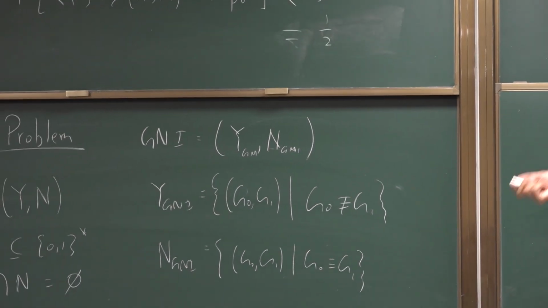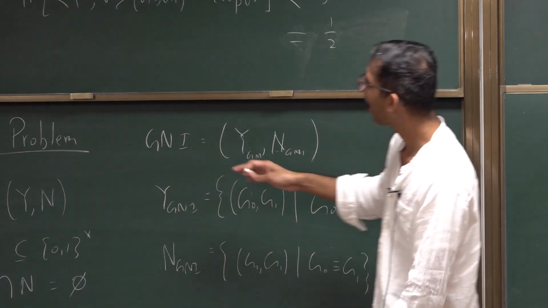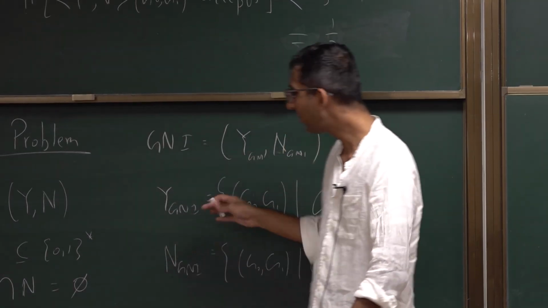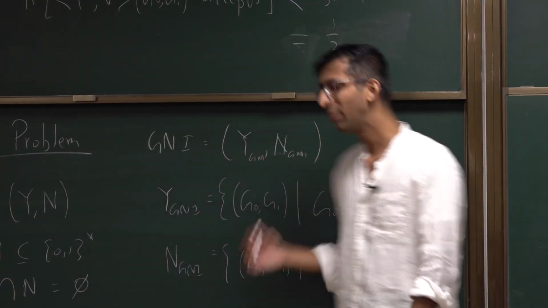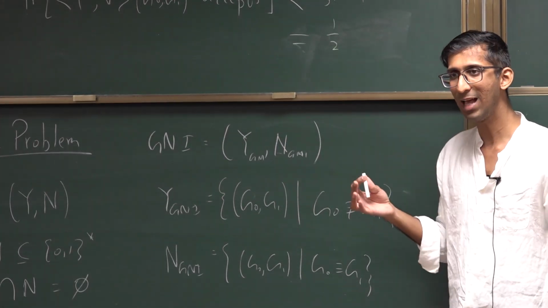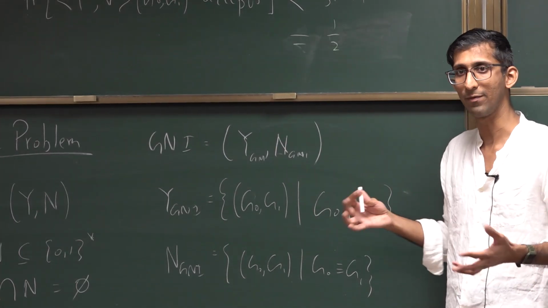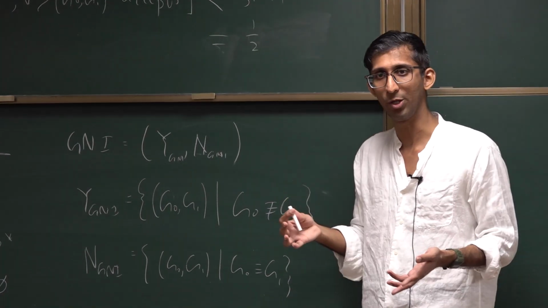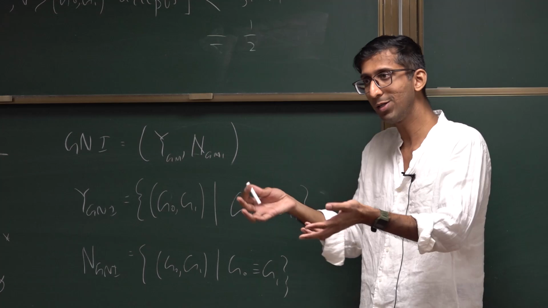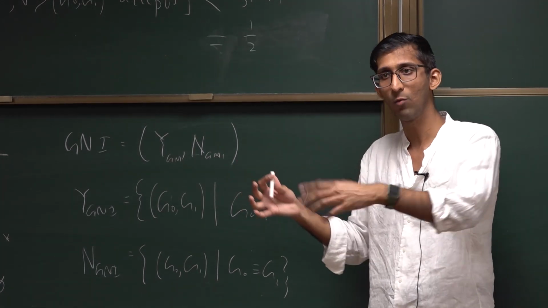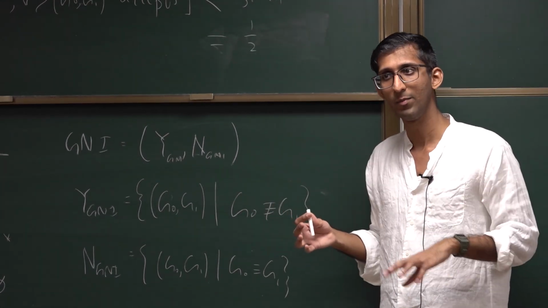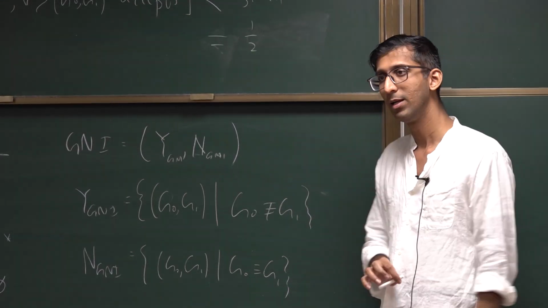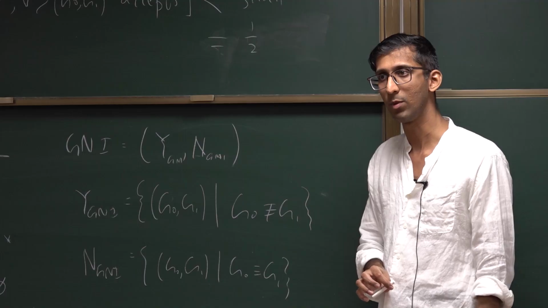And the promise in this case is that because I set this up as strings, the elements of these are supposed to be strings, but depending on how you encode your graphs, not every string may represent a legal graph. The promise is that I will give you a string, and it will represent a valid graph in whatever representation of graphs you're using. So that's the promise. But apart from that, these are the yes and no instances of this problem.